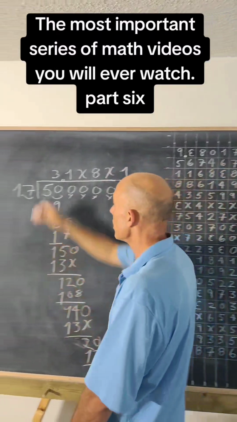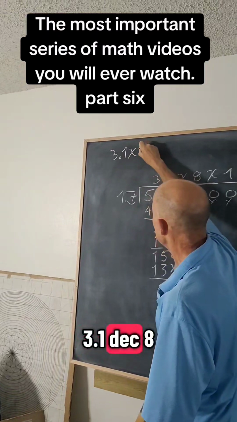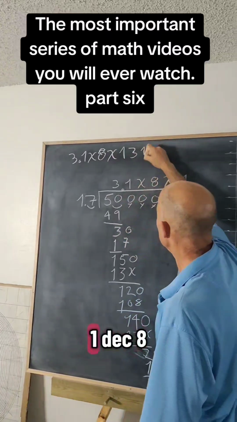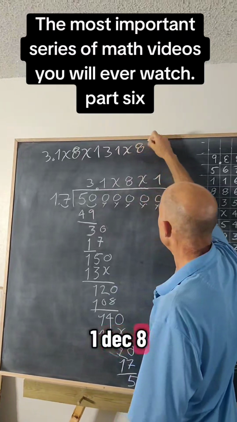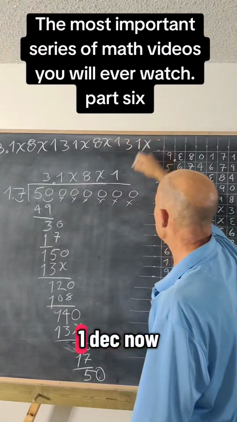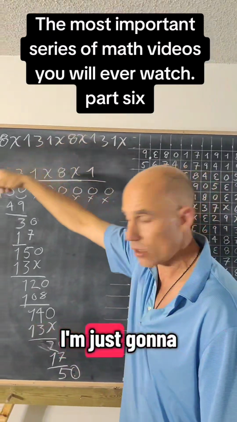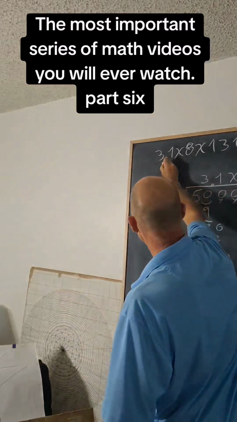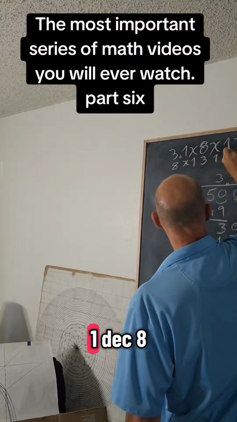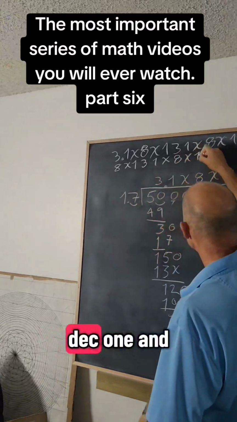3.1 dec 8 dec 1. 3.1 dec. Now I'm just going to do something now. I've gone halfway through the sequence. I'm just going to start again over here. 8 dec 1. 3.1 dec 8 dec 1.